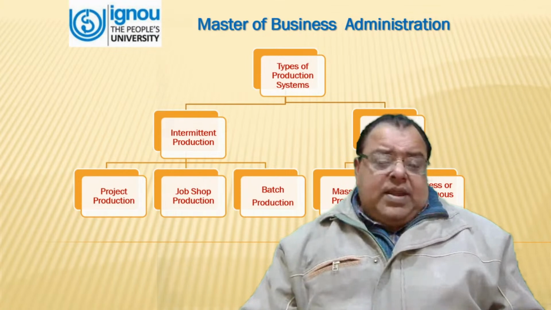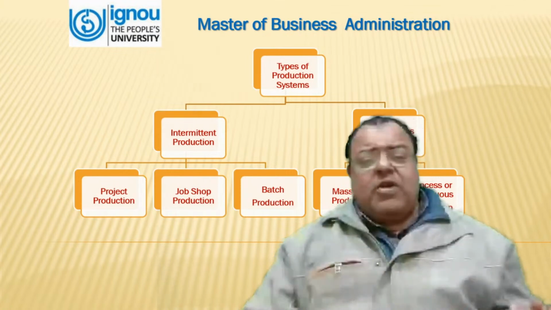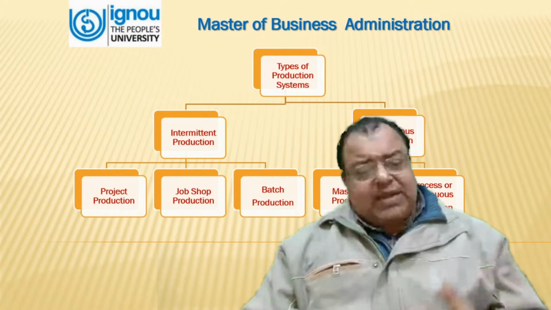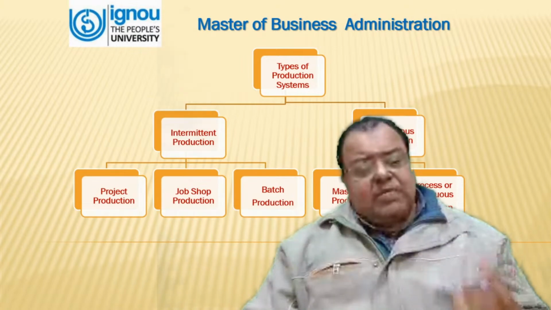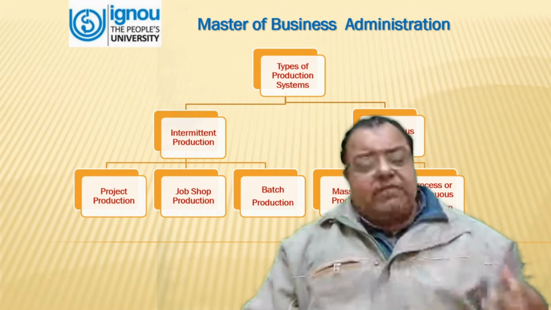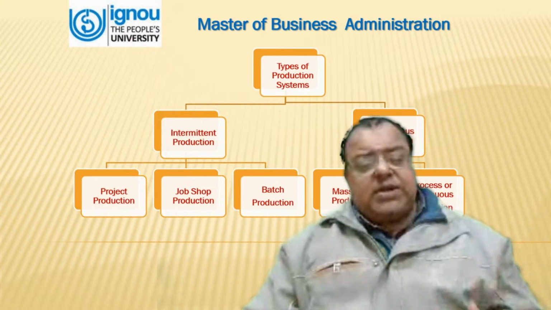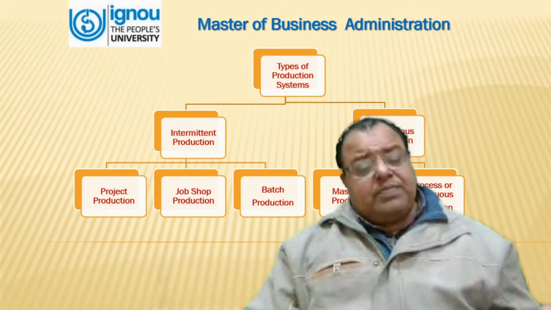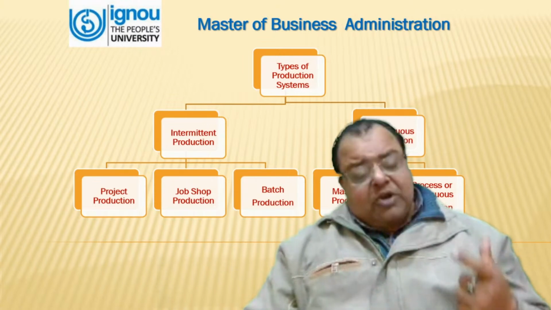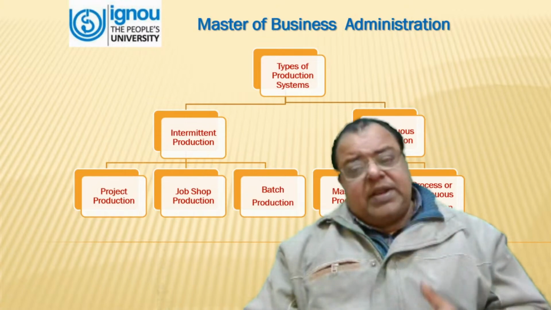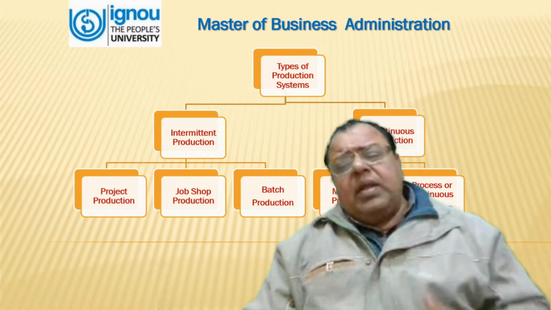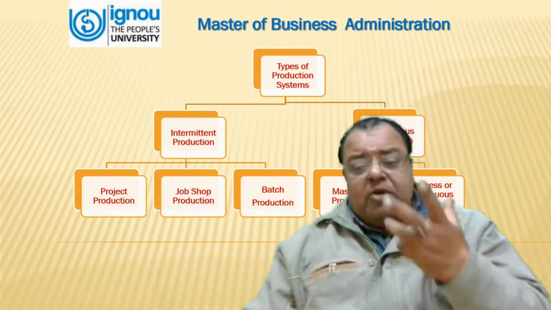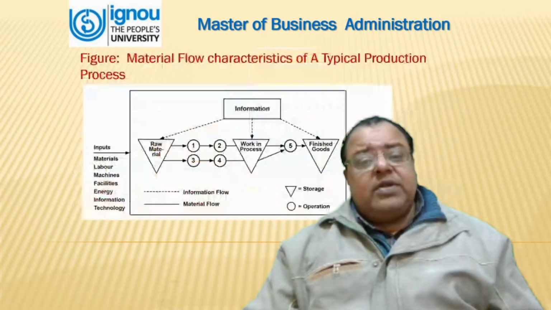What are the different types of the production system? They are basically of two types, that is intermittent production and continuous production. If we talk about intermittent production, it has three subdivisions, that is project production, job shop production, batch production. And if we talk about continuous production, they have mass flow production and process or continuous production.